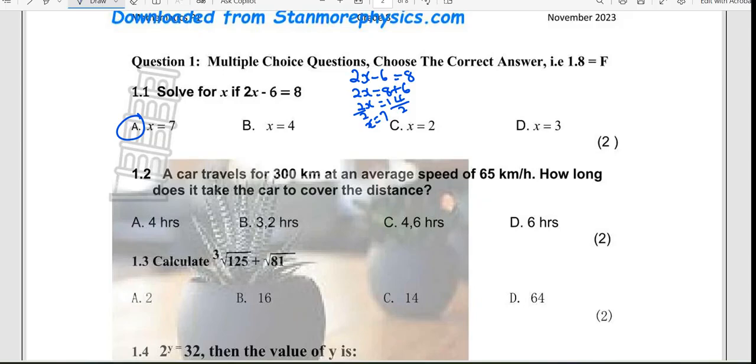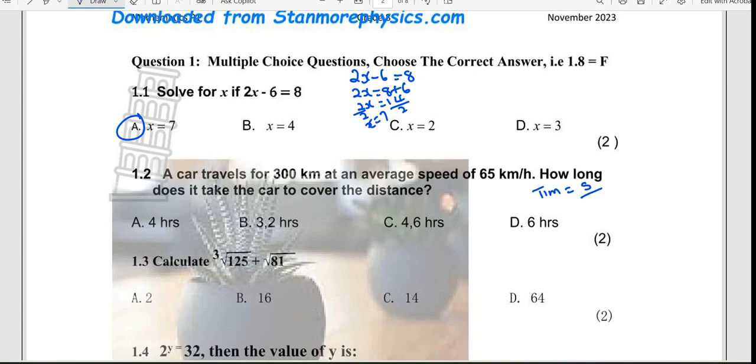So let's proceed to 1.2. A car travels for 30 kilometres at an average speed of 65 kilometres per hour. How long does it take? We need time. We're looking for a time now. What's the formula for time?